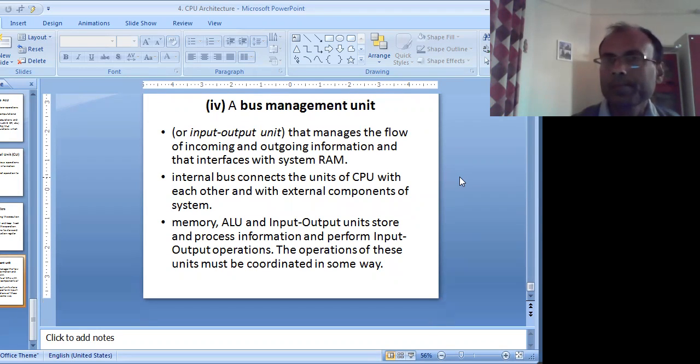So by this, we have completed the discussion regarding the CPU architecture, the internal structure of the CPU. In the next lecture, we will be talking about the detailed description of each and every component of the CPU.